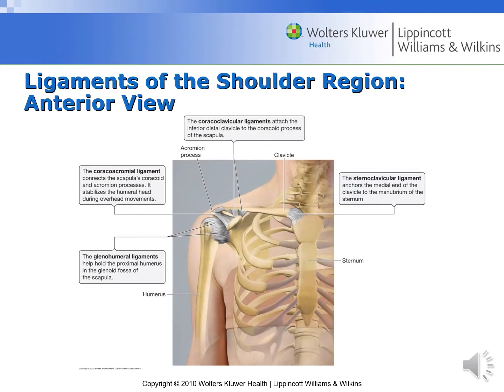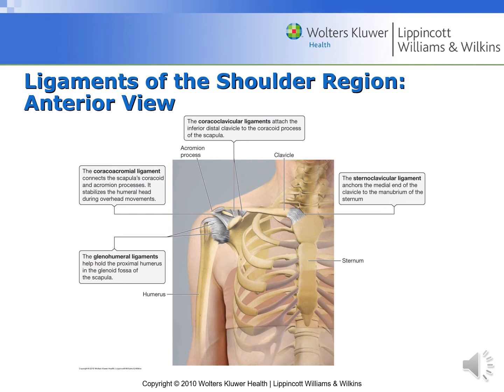Now let's consider the ligaments of the shoulder region from the anterior view. The coracoclavicular ligaments attach the inferior distal clavicle to the coracoid process of the scapula. The coracoacromial ligament connects the scapula's coracoid and acromion processes. It stabilizes the humeral head during overhead movements. Then we have the glenohumeral ligaments, and they help to hold the proximal humerus in the glenoid fossa of the scapula.